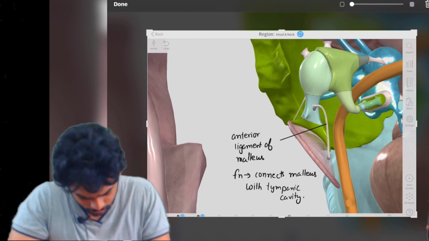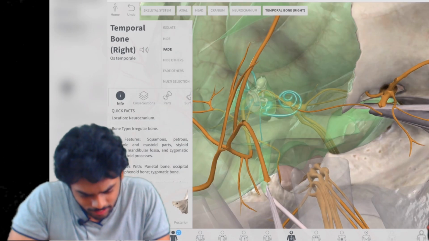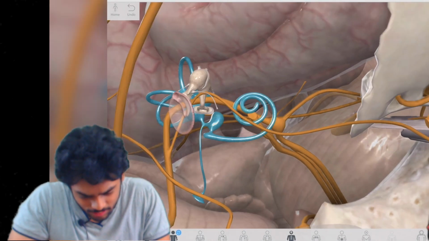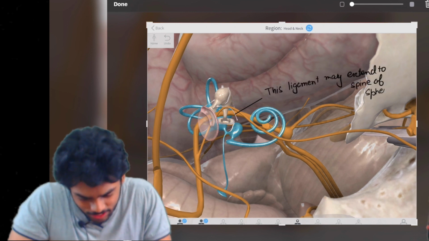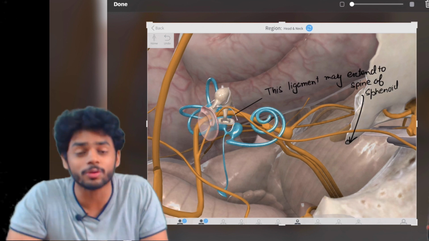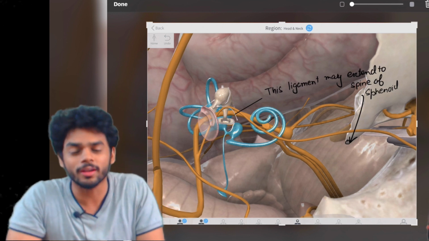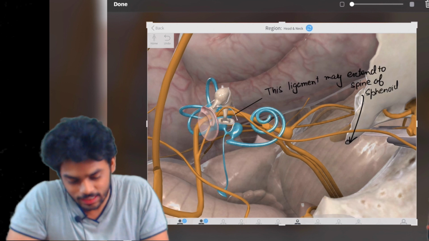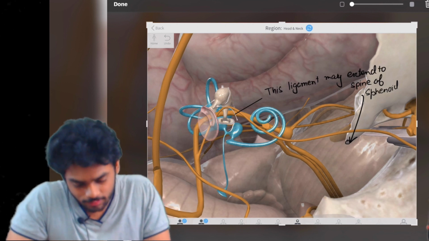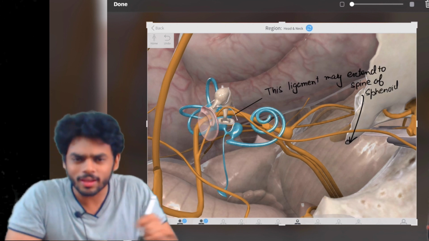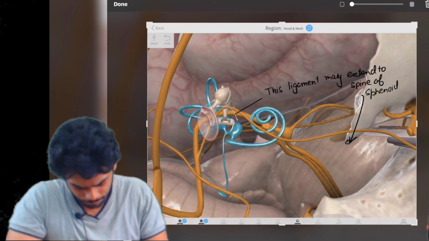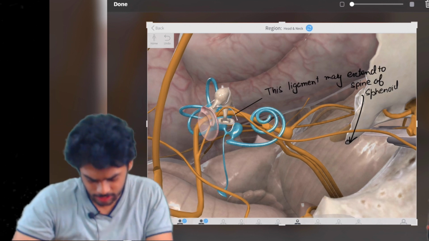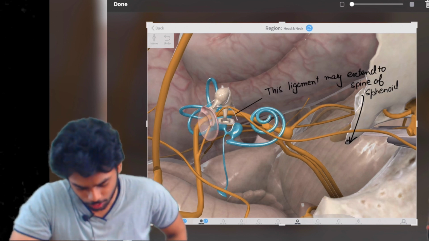And this ligament, let me show you, may extend to the spine of sphenoid. Here you can see the spine of sphenoid, and here you can see the ligament. So it may extend and reach the spine of sphenoid sometimes. Okay, not so important.